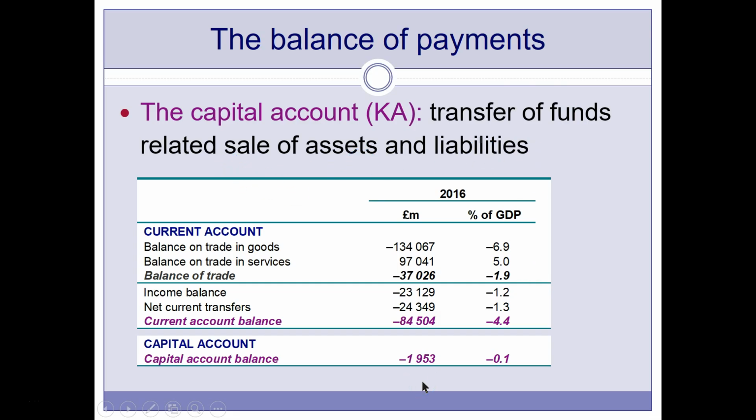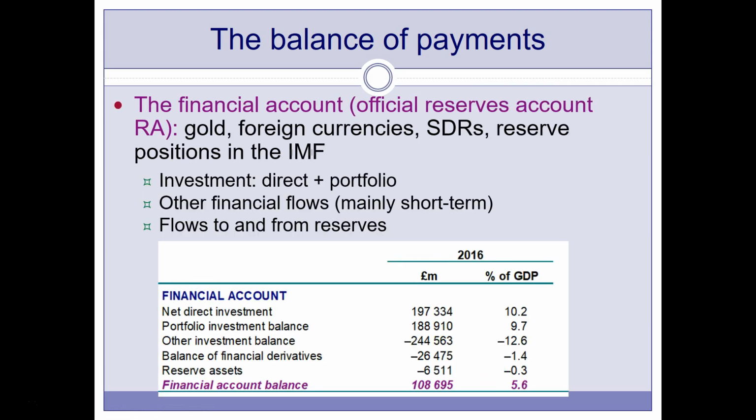So if we continue with our example on balance of payments for the UK, you will see that in a particular year we had a capital account balance which was negative and which represented a small part of GDP, minus 0.1%. The third big part of the balance of payments will include the financial account or official reserves account.